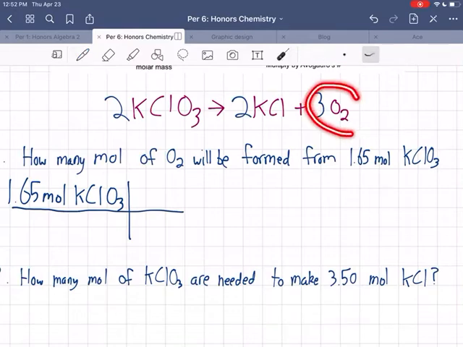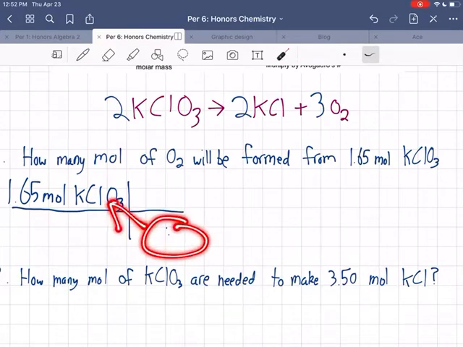Now oxygen is over here by itself. And you'll notice there is a difference in the number that's in front of each of these. We have a 2 in front of our KClO3, and we have a 3 in front of our O2. So that means that that is the ratio of oxygens to KClO3s. Just like before, we're going to have to make sure that we put the units down here that are going to cancel out the units from up here. So let's go ahead and do that.